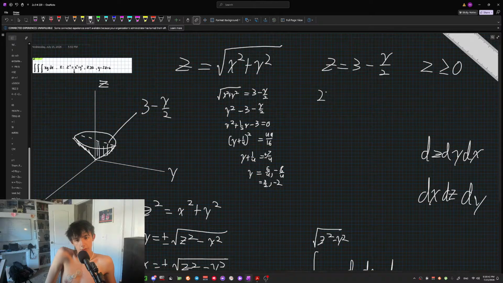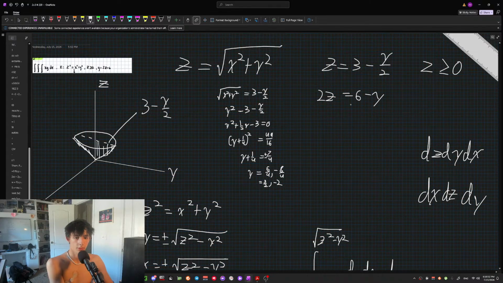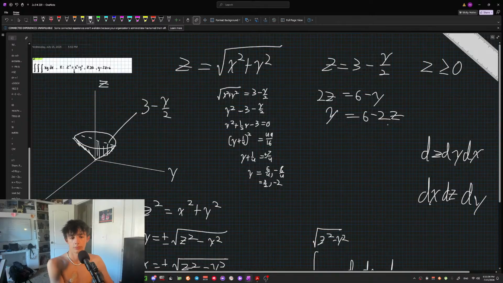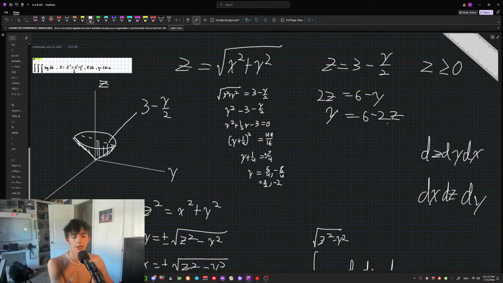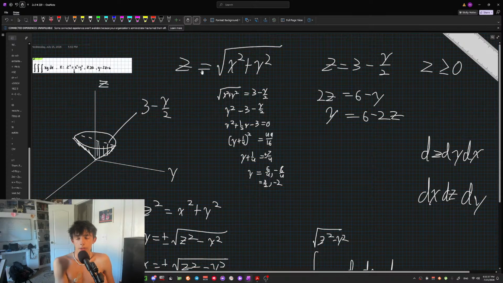So 2z equals 6 minus y. Well, y then must equal 6 minus 2z. Yeah, we do have to split it into two integrals. Damn it.